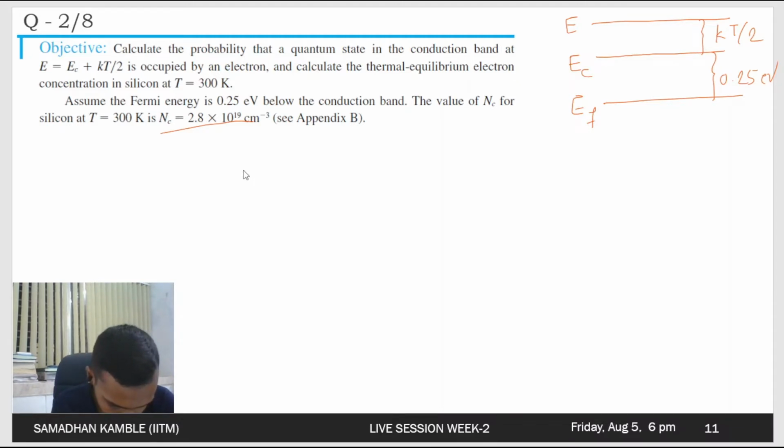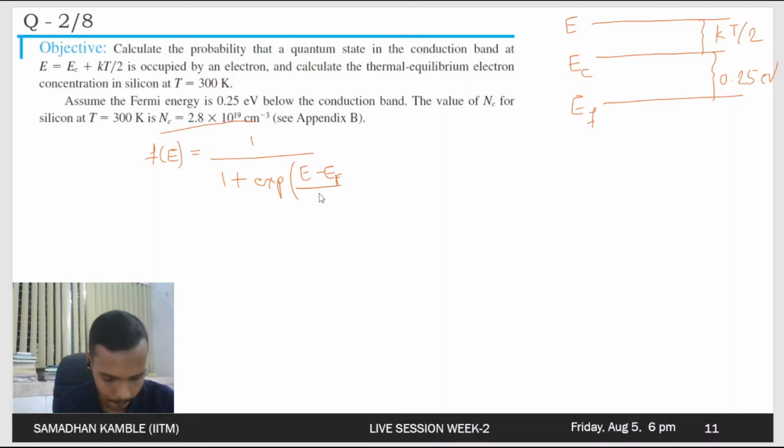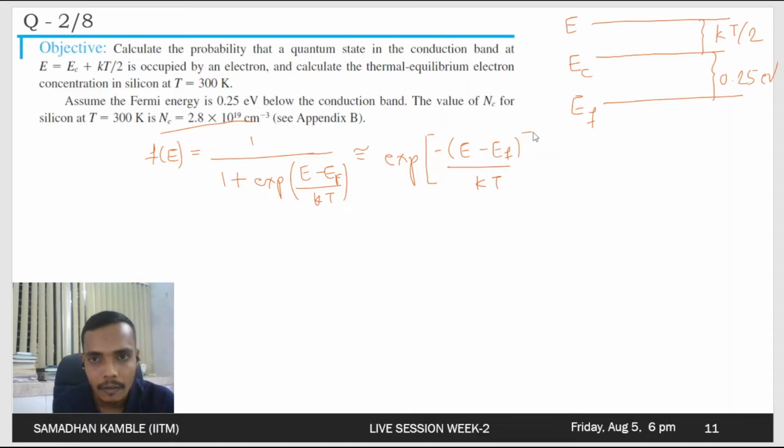The probability that the quantum state at E equal to EC plus kT by 2 is occupied is given by our Fermi function that I mentioned in the previous slides. So f of E is given as 1 over 1 plus exponential of (E minus EF) by kT. We can approximate this relation to just the exponential of minus (E minus EF) by kT, where E is given as EC plus kT by 2 minus EF, divided by kT.